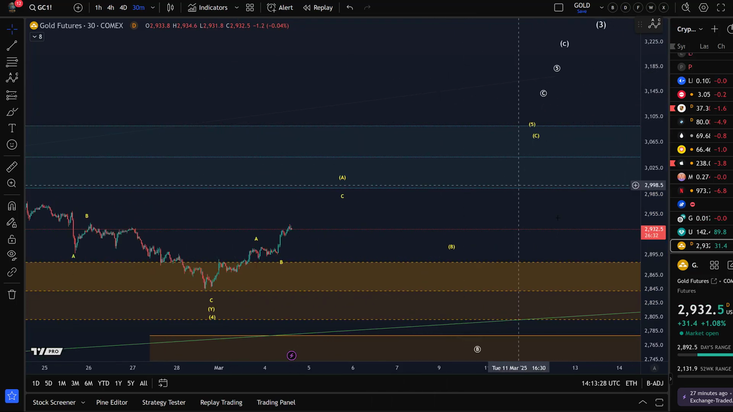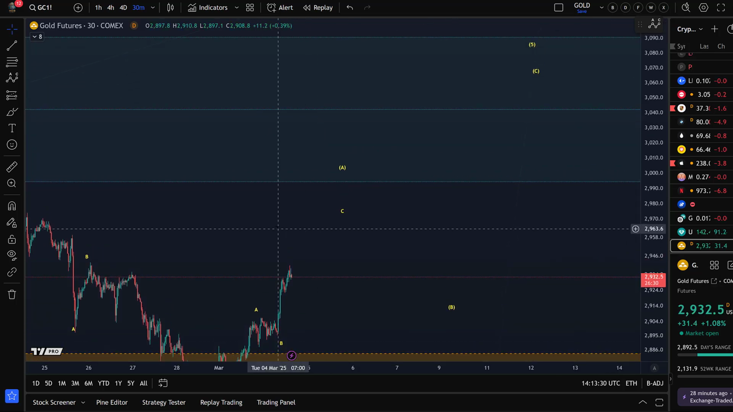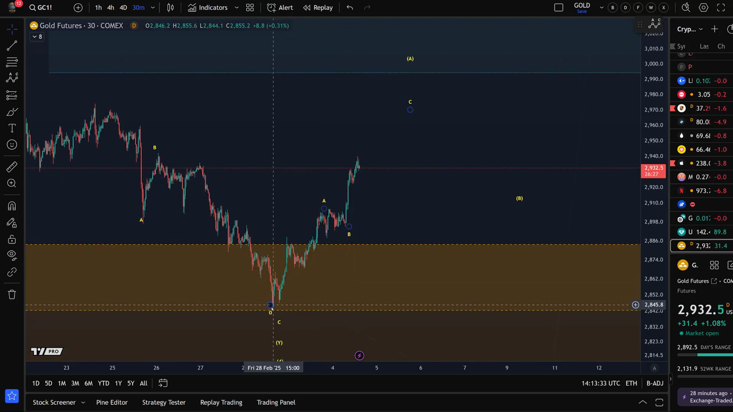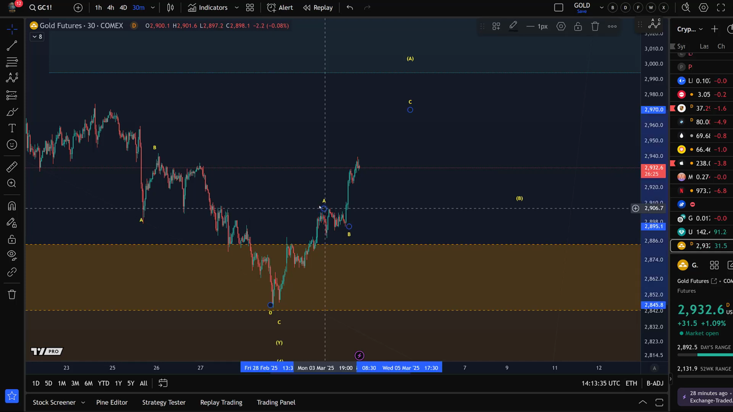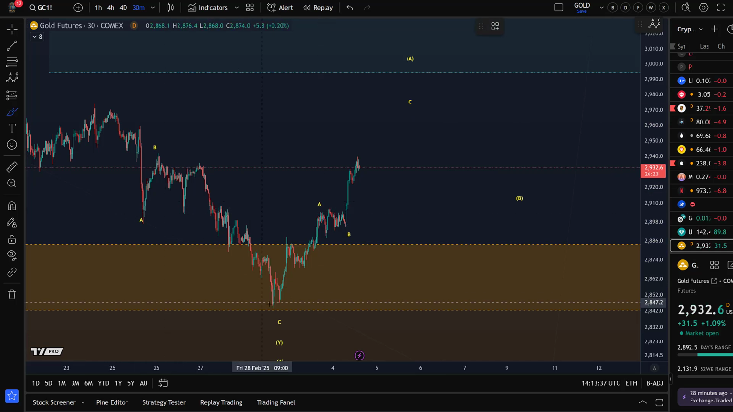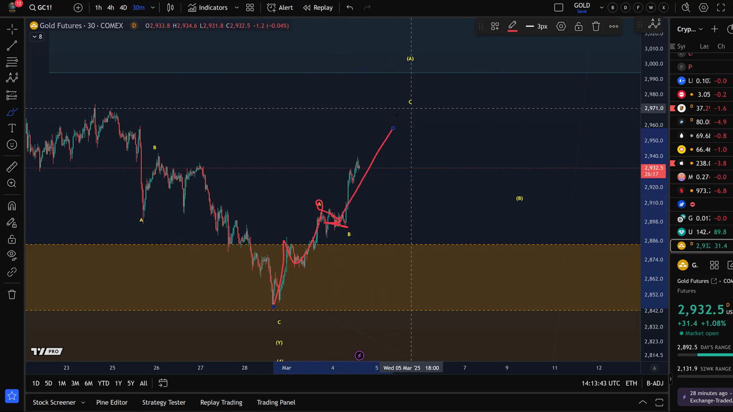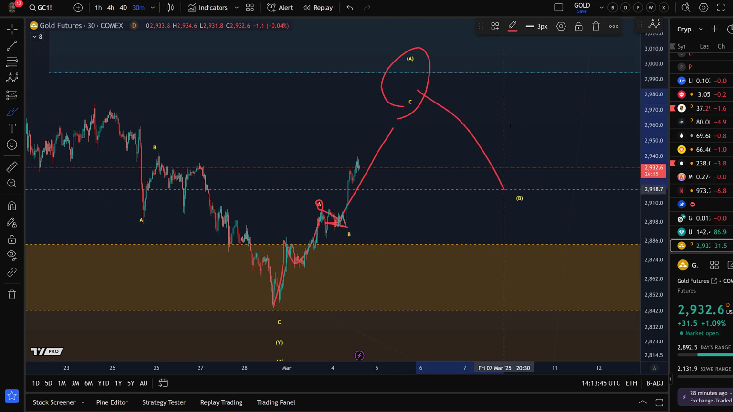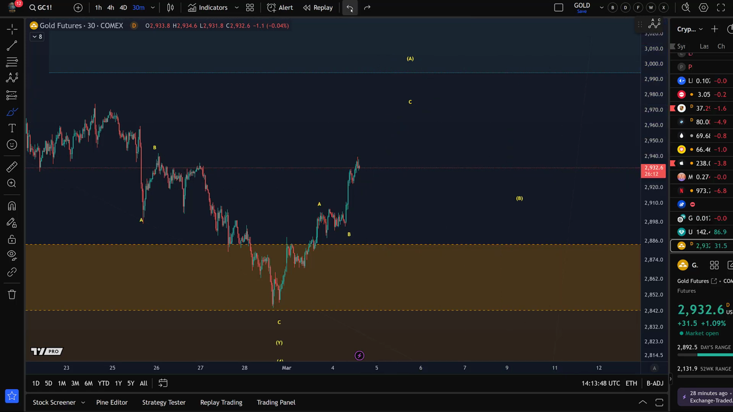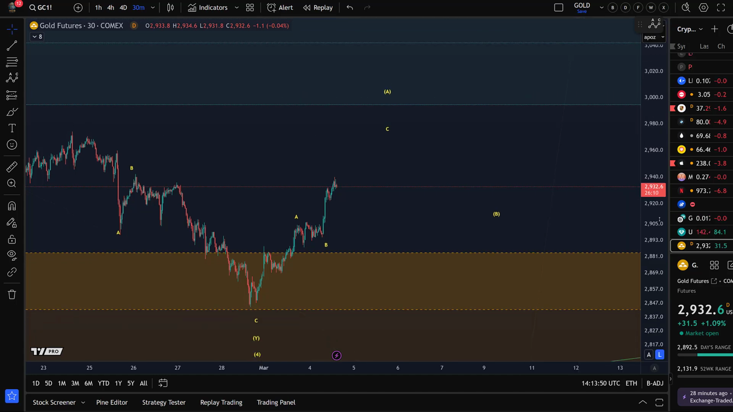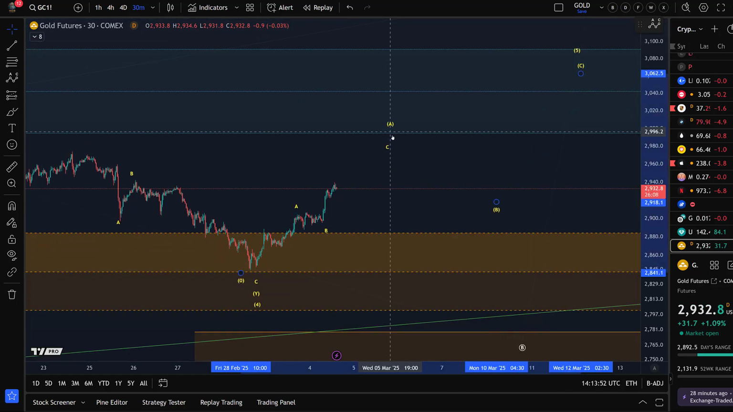And it kind of makes sense, because if we make that larger, then I think you can see that this is a 3-wave move up in A itself. A, B, C in A. Then the B wave triangle, and we're now working on wave C. And when that's completed, the B wave could start, and then the C wave up. So essentially, because we're dealing with a diagonal, the subwaves are all corrective.